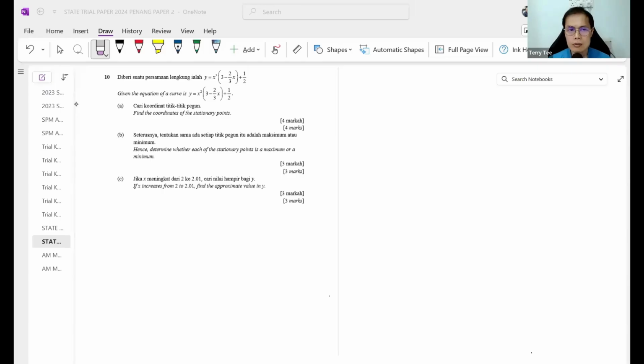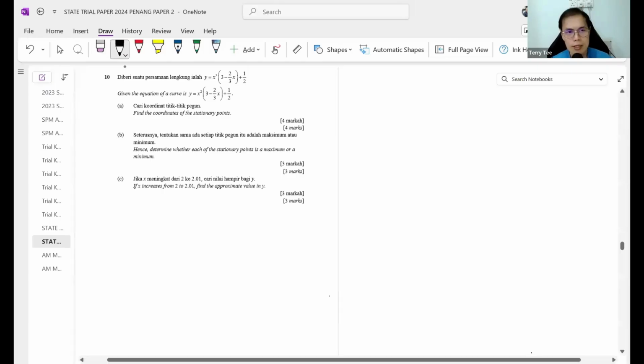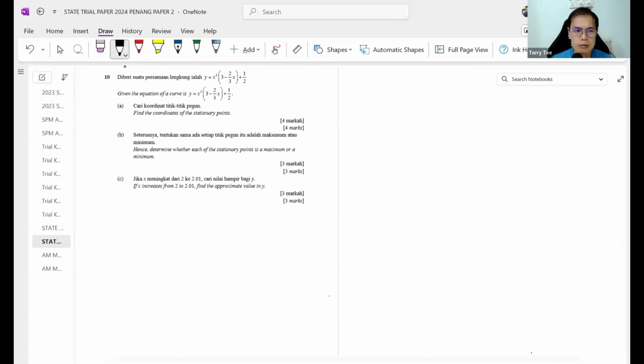Okay, moving on to question number 2. This is from Form 5, Chapter 2, Differentiation. You're given the equation of a curve. I think it's best we expand the bracket. y equals 3x squared minus 2 over 3 x cubed plus half.